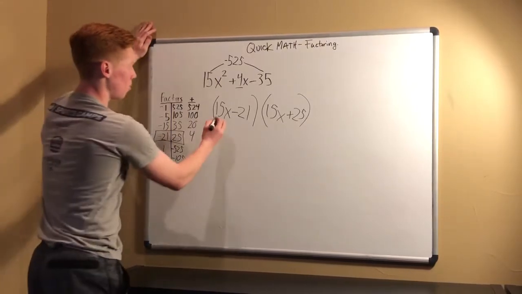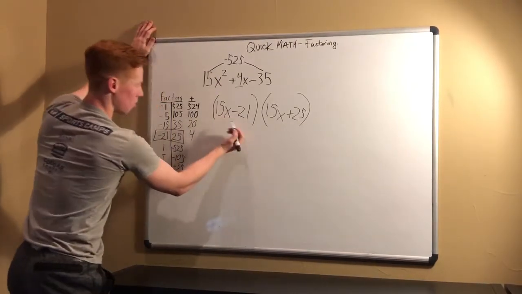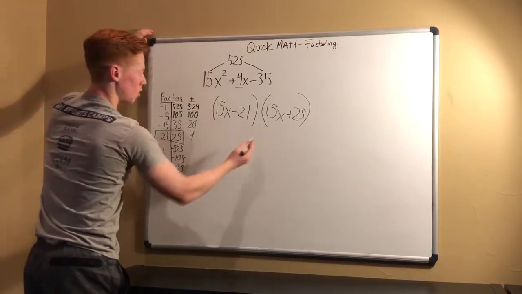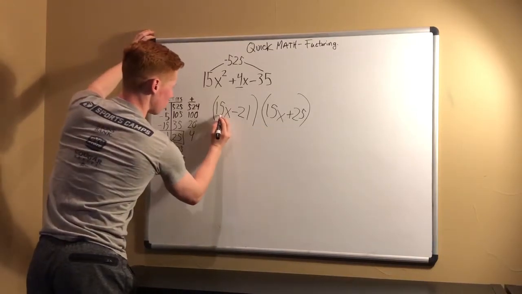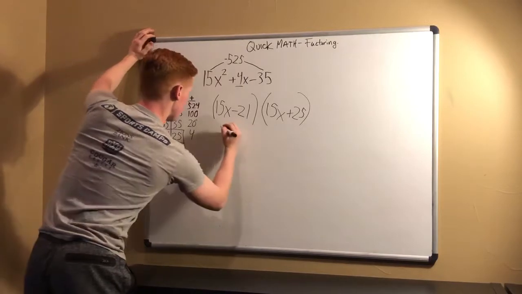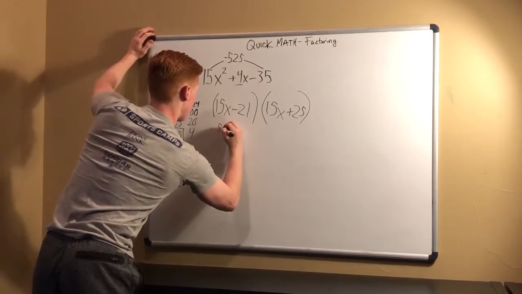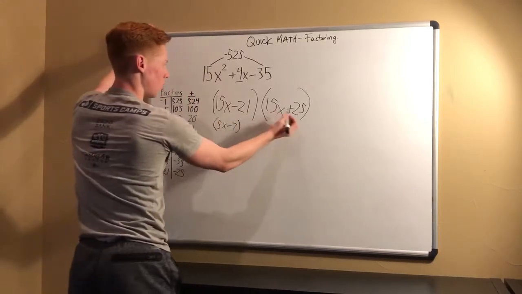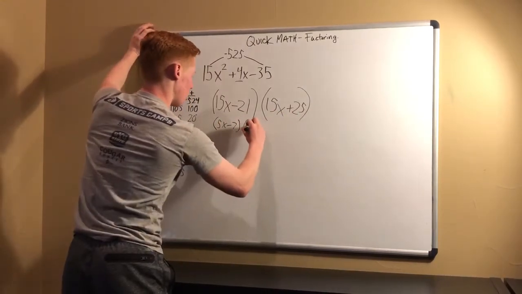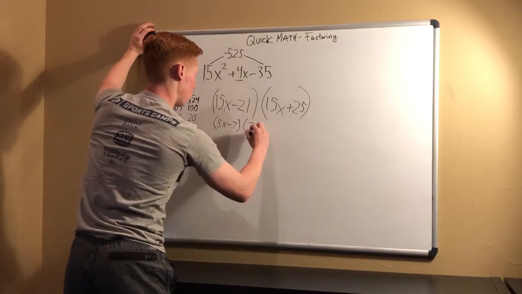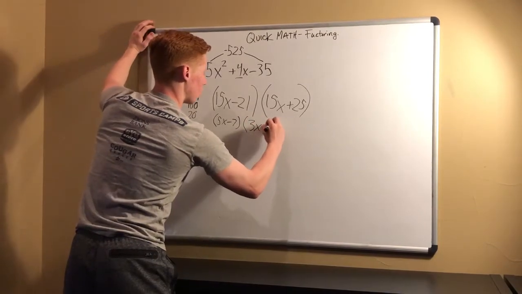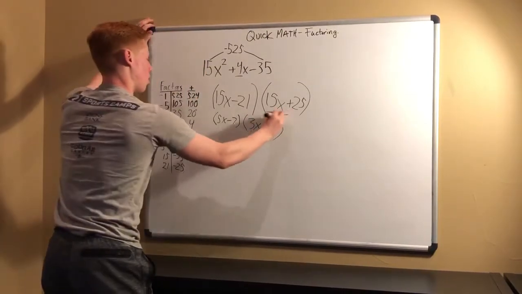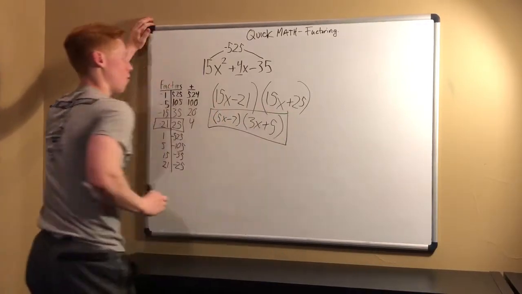Next, we're going to simplify these. So basically we're taking the GCF of each of these. So this one divides by 3 and this divides by 3. So that'll be 5x minus 7. And this one, the GCF is 5. So that'll be 3x plus 5. And there are our factors.